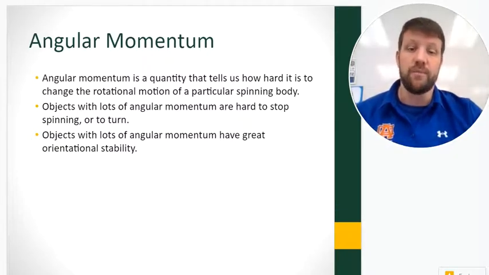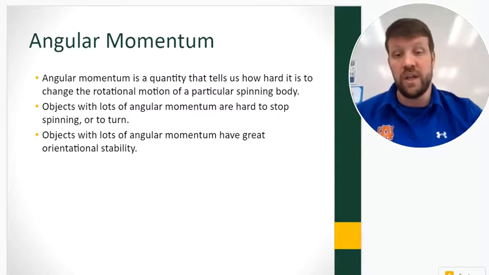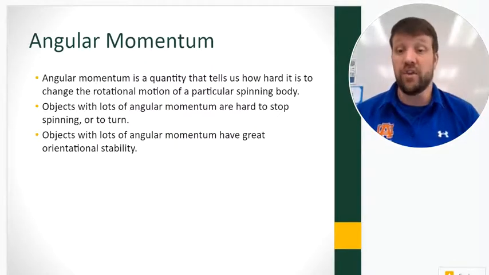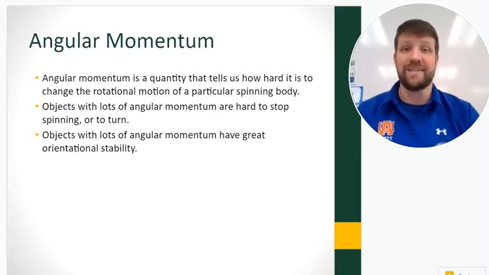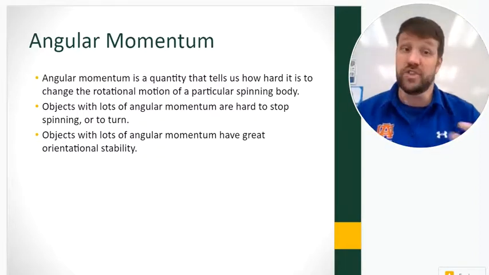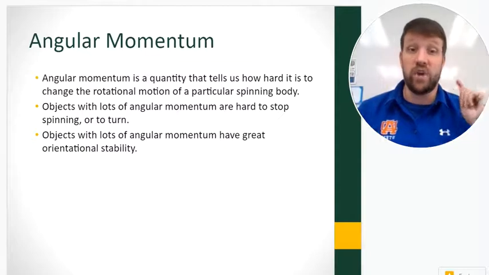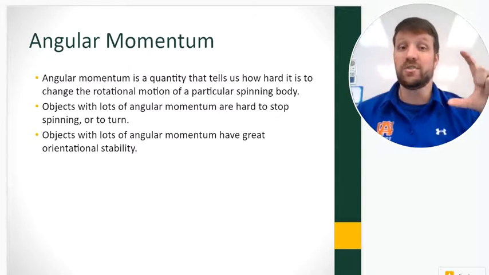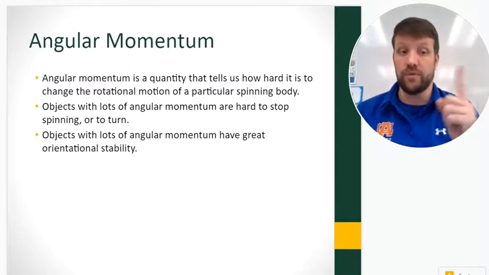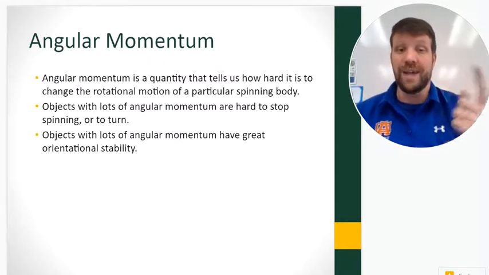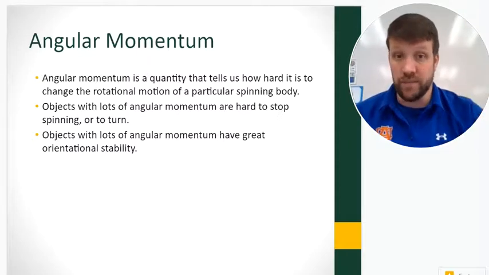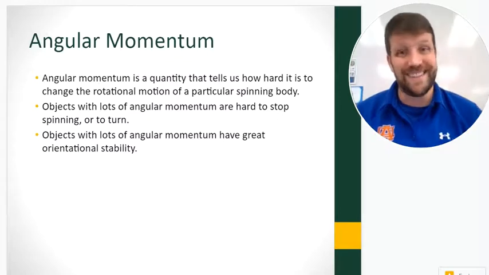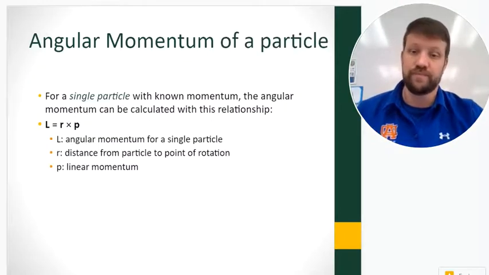So objects with lots of angular momentum are hard to stop spinning or to turn, and objects with lots of angular momentum have great orientational stability. A great example of this is a top, right? You take a top and you pull the cord on it or something like that, and you spin it, and it gets going really quickly. And the quicker it spins, the more straight up it stands. But as it slows down in its rotation, it starts to wobble until it's not spinning very quickly. That's when it falls down. So angular momentum causes rotating objects to have great stability, and that's why this is really important.